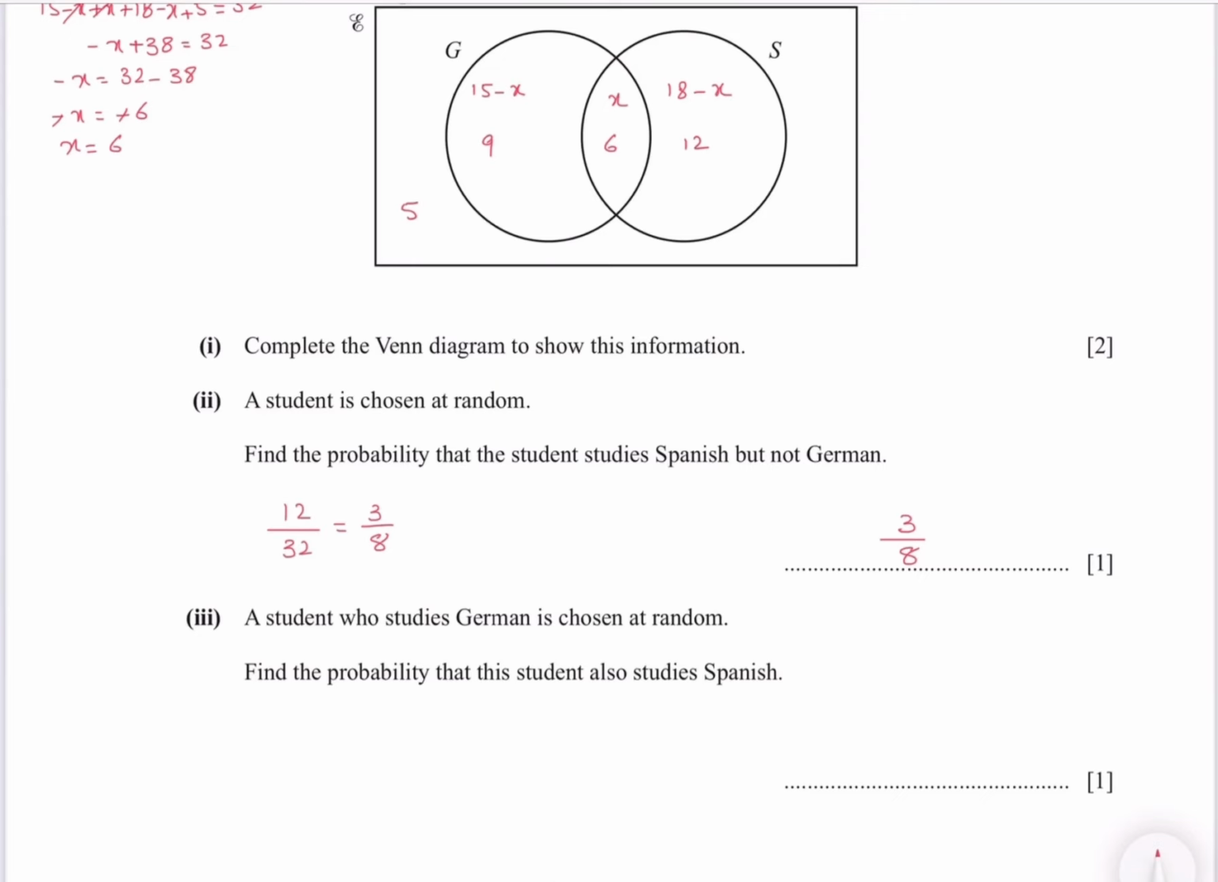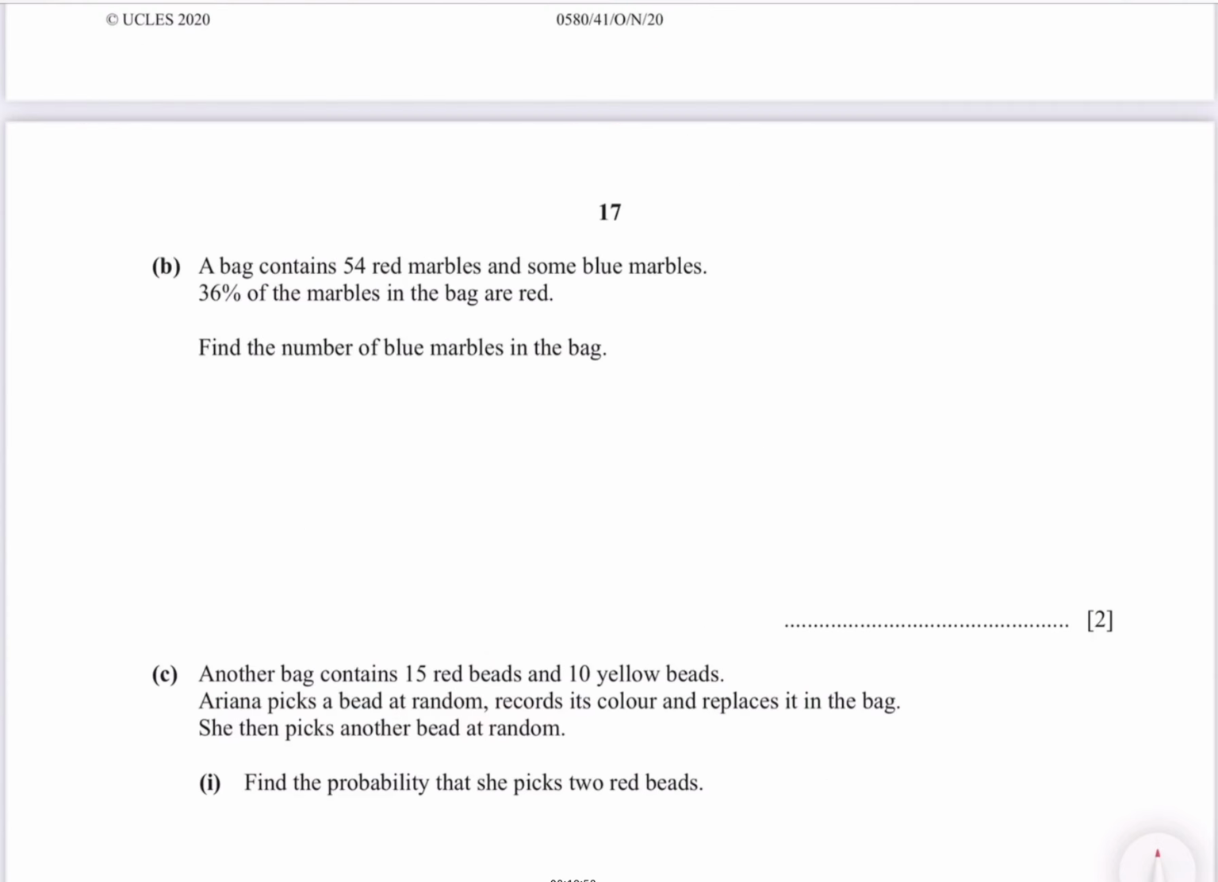A student who studies German is chosen at random. Find the probability that this student also studies Spanish. So 6 out of the total German students, which are 15, so 6 out of 15. After simplification you get 2 out of 5. This is the answer for this part.